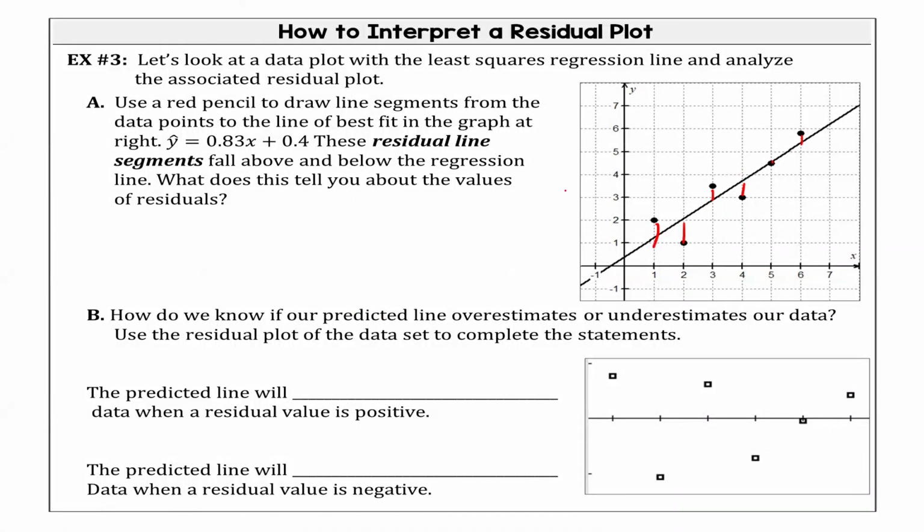If I'm above the regression, what does that mean? What kind of estimate is that? Underestimate. If I'm above, it's going to be an underestimate. And in your brain, you're like, but I'm above. I know. Ignore it. Okay. And if your residual is below, what does that mean? It's going to be an overestimate.